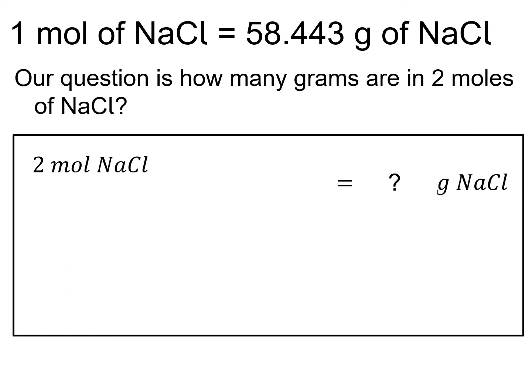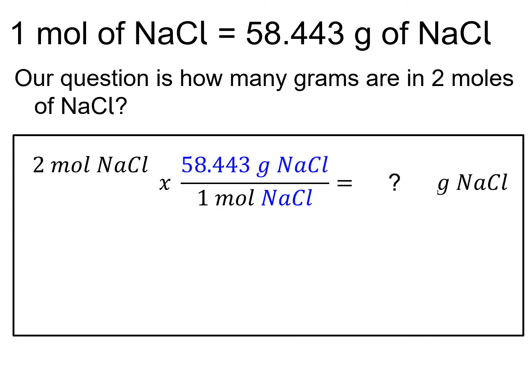So going back to my problem, I have 2 moles of sodium chloride. I want to multiply that by a conversion factor. The conversion factor that I need has the molar mass in the numerator over 1 mole. So I'm going to write 58.443 grams of sodium chloride over 1 mole of sodium chloride. It's important to put both a number, a unit, and a substance in those fractions.